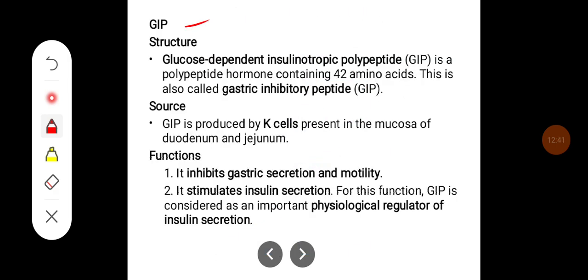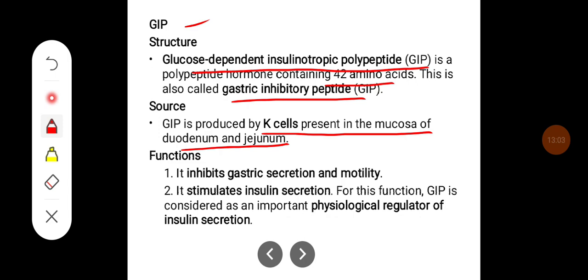Gastrointestinal peptide. Glucose dependent insulinotropic polypeptide is a polypeptide hormone containing 42 amino acids. This is also called gastric inhibitory peptide. GIP is mostly produced by the K cells present in the mucosa of the duodenum and jejunum. It inhibits the gastric juice secretion and motility. It stimulates the insulin secretion. For this function, GIP is considered an important physiological regulator of insulin secretion.